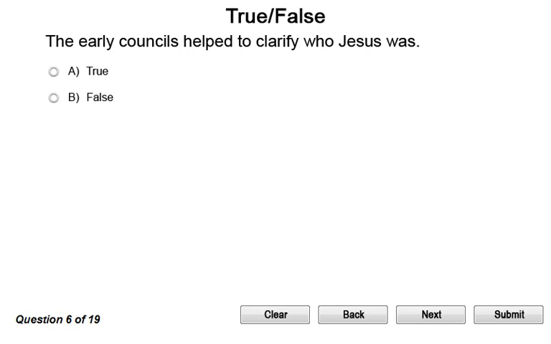Another true-false. The early councils helped to clarify who Jesus was. This is true. They wanted to establish who was he, just human? Was he God, part human, part God? And they came to the conclusion he's perfectly human and perfectly God.